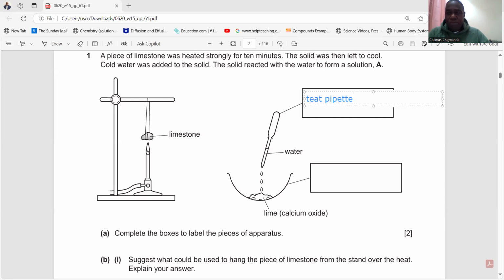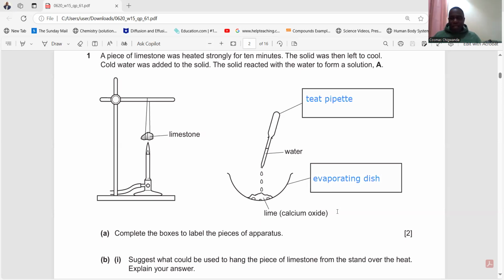We use it in the lab. When you squeeze, liquid actually comes out through there. Then we have this apparatus down here where we are having our lime, which is also calcium oxide. This one is where we normally evaporate stuff, so we call it an evaporating dish.